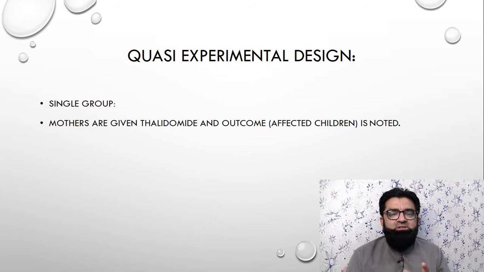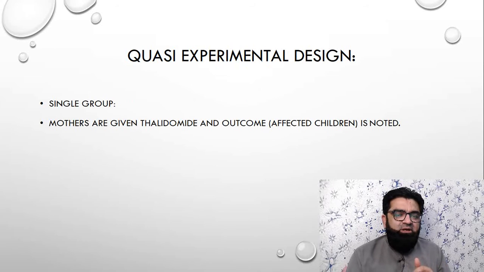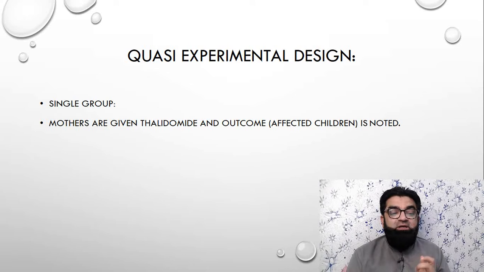So quasi experimental study design, with the example that we were discussing earlier, that mothers are given thalidomide and the outcome is noted as a single group. There should not be a control group. Then it could be labeled as a quasi experimental study design. Or we can make two groups, but the randomization should not be there, then again it could be labeled as a quasi experimental study design. But because of ethical issues, this experimental study design cannot be executed, and the level of evidence up to a cohort level study design is justified.